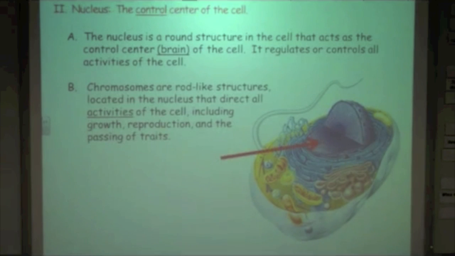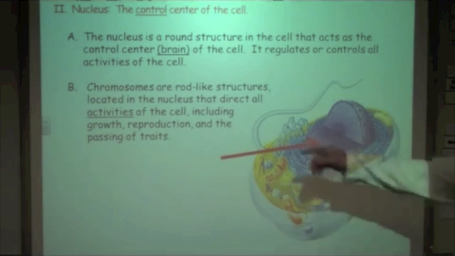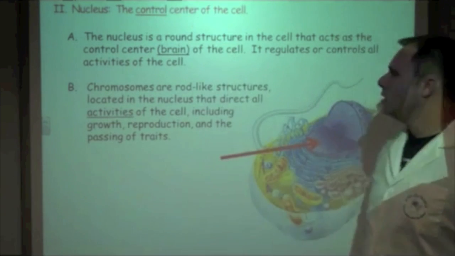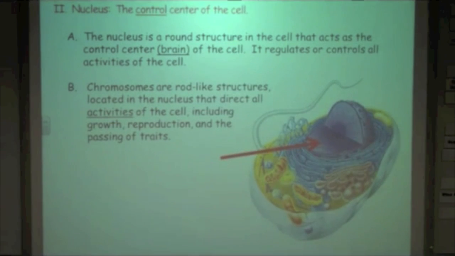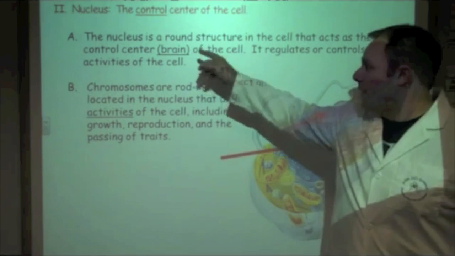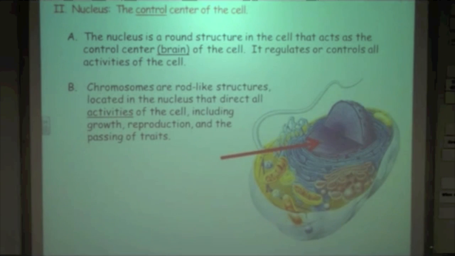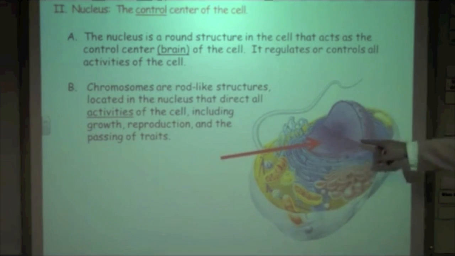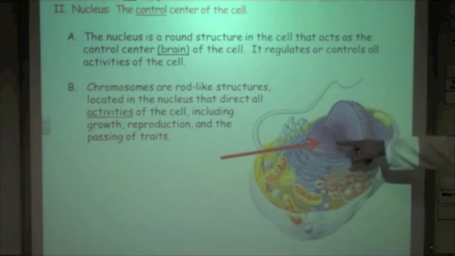Okay? Next we have the nucleus. The nucleus is the control center of the cell. Again, we want to highlight this right here, control. The nucleus controls all of the activities that take place in the cell. It's essentially the brain of the cell. So again, here's our animal cell, and this big purple area right here would be considered the nucleus.